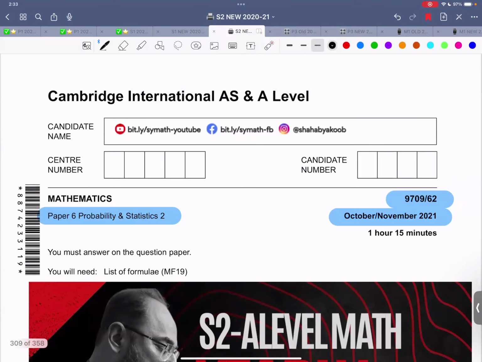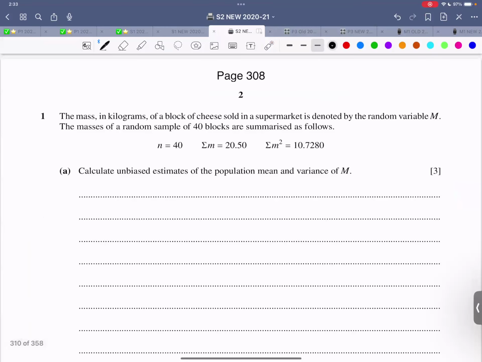Now, first of all, let me write down the time. The start time is 2:33 p.m. local time. And let me start with question number 1. It says that the mass in kilograms of a block of cheese sold in a supermarket is denoted by the random variable m. The masses of a random sample of 40 blocks are summarized, and this is the detail of it.